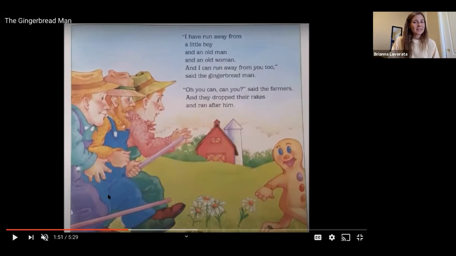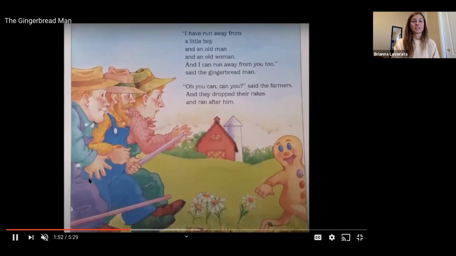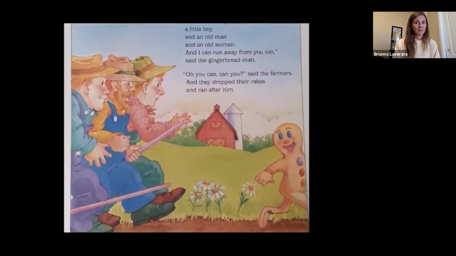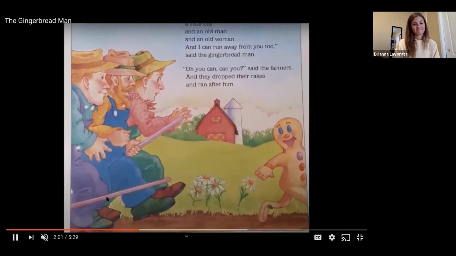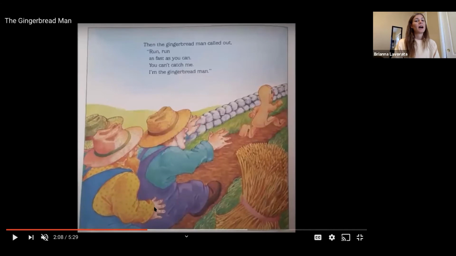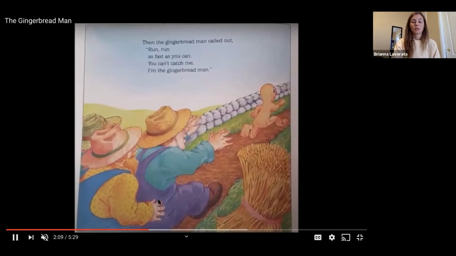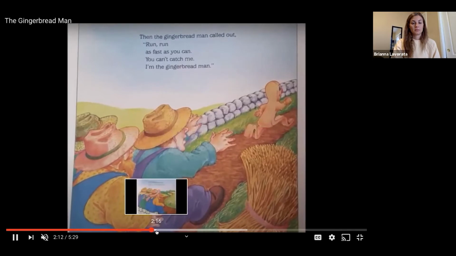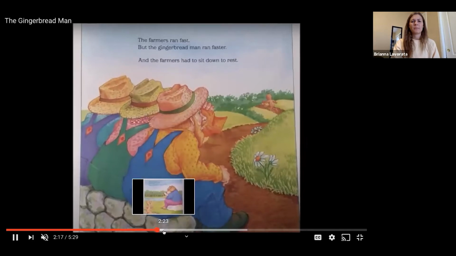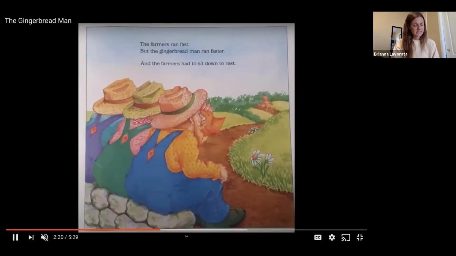So here we're noticing the gingerbread man is running away from everybody he comes in contact with. I wonder if someone's going to catch him. Do you think so? I don't know. The gingerbread man called out, "Run as fast as you can. You can't catch me. I'm the gingerbread man." The farmers ran fast, but the gingerbread man ran faster, and the farmers had to sit down to rest.